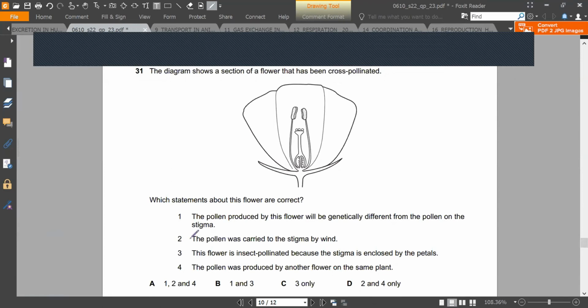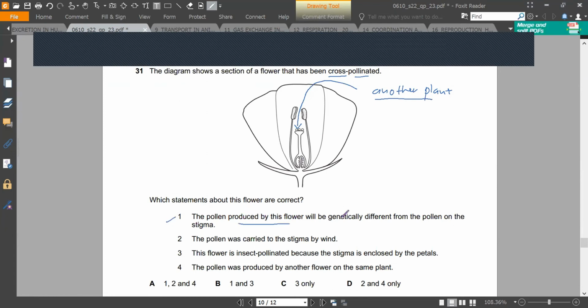So cross-pollination means from another plant. So the pollen is coming from another plant to go into the stigma. So number one will be correct.